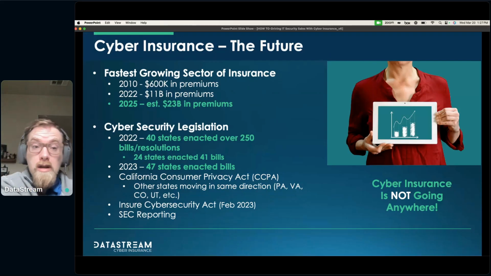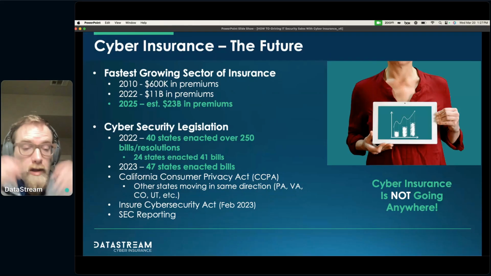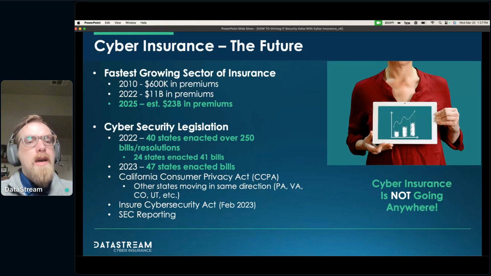As we talked about, cyber insurance is a driver. Insurance in general is a driver of compliance, and we feel cyber is no different. So, how do we help you ride this wave that is cyber insurance as it continues to move through the cybersecurity space and really drives the spending in the space?